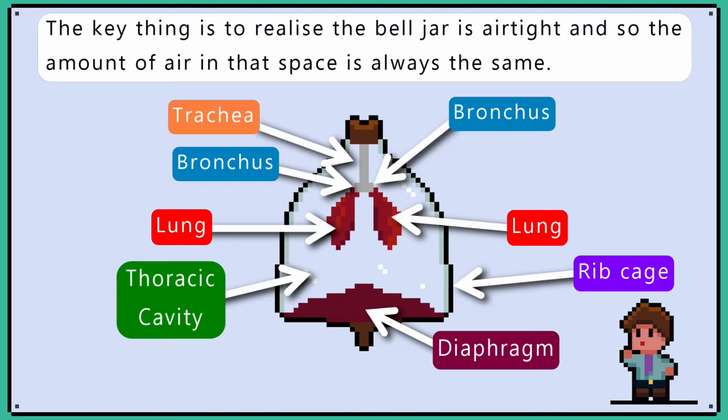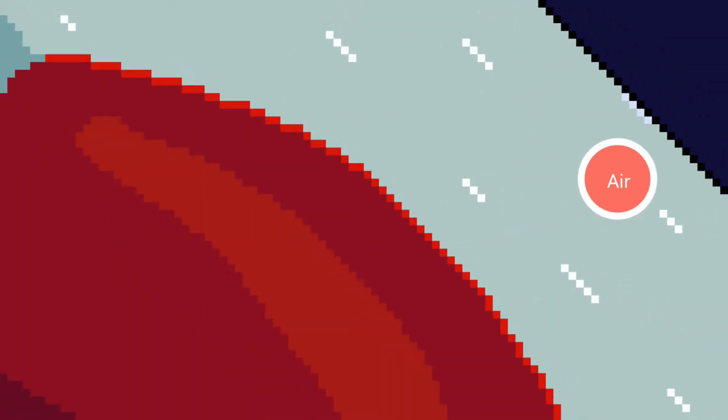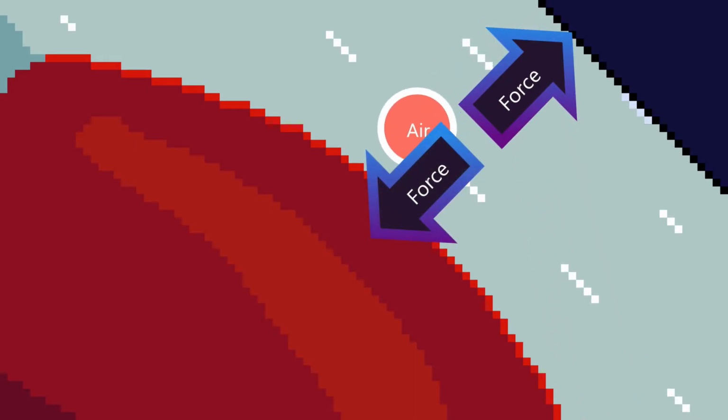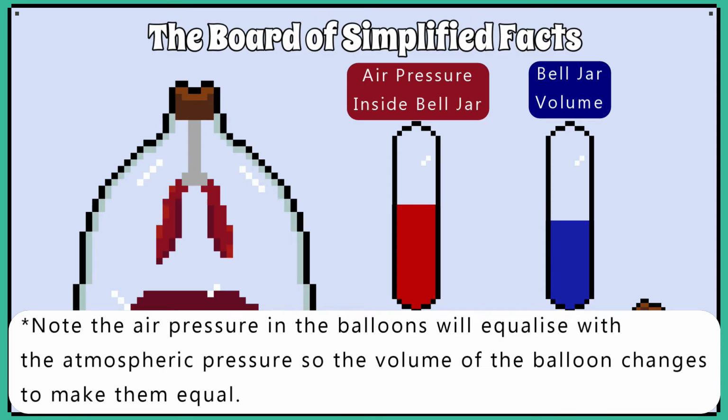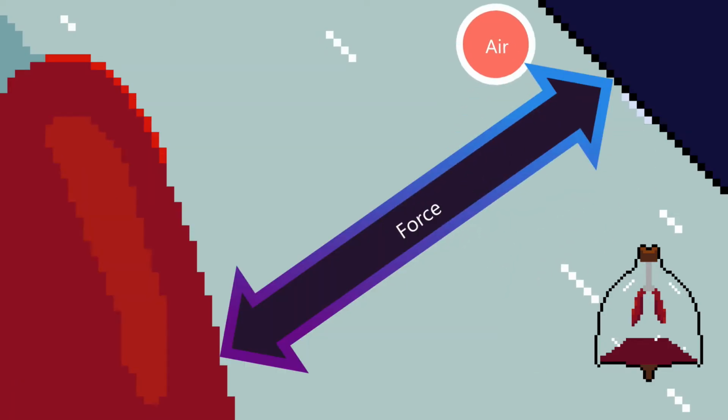The key thing is to realise the bell jar is airtight, and so the amount of air in that space is always the same. The air particles in that jar are pressing not only on the bell jar walls, but also the balloons themselves. So, when we push the rubber sheet up to mimic the diaphragm relaxing and doming upwards, it decreases the volume of the bell jar and increases the air pressure. The air particles have less space to move around in, so they exert more pressure on the outside of the balloons, causing them to deflate.